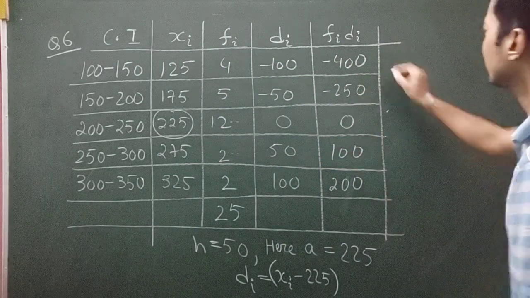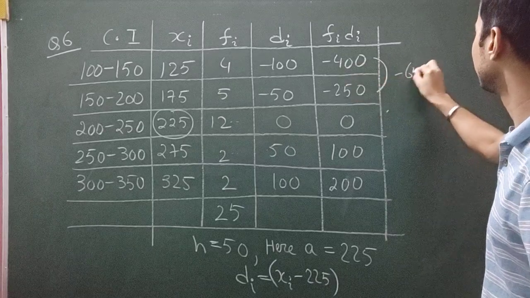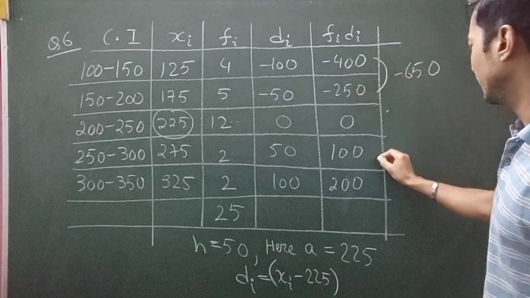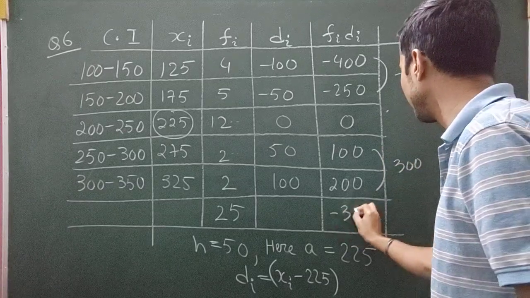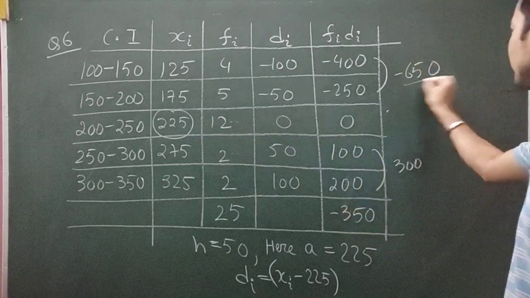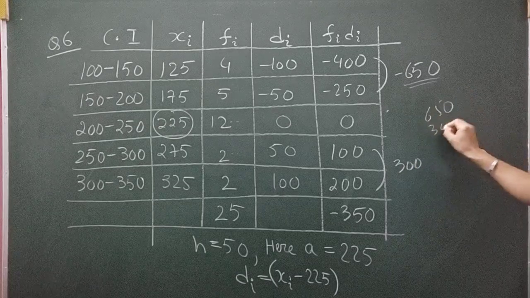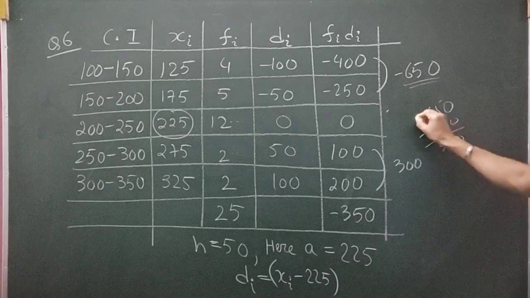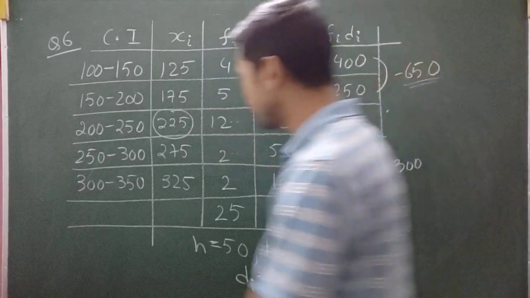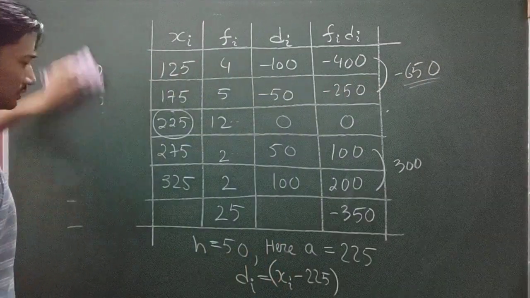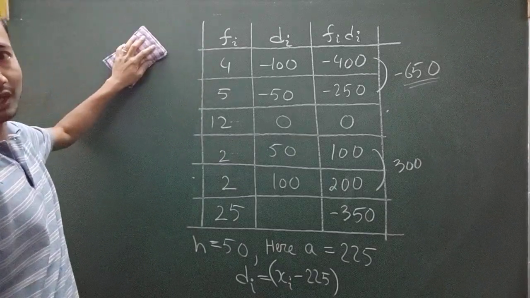Then for calculation, let's add the negative values first: minus 650, and this is 300. So 300 minus 650 is going to be minus 350, because 650 is bigger than 300. When you subtract these two, you will have a negative value of 350. Alright, so we have all the values. Time to calculate the mean. I'm rubbing it off. You can pause there.